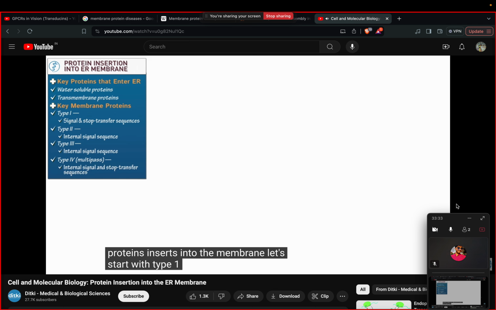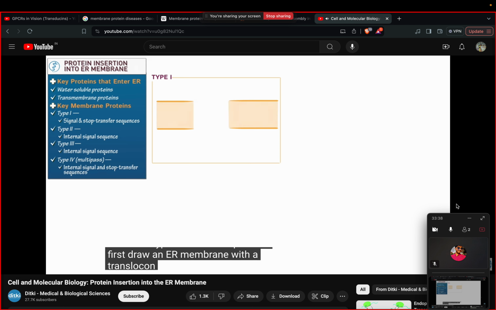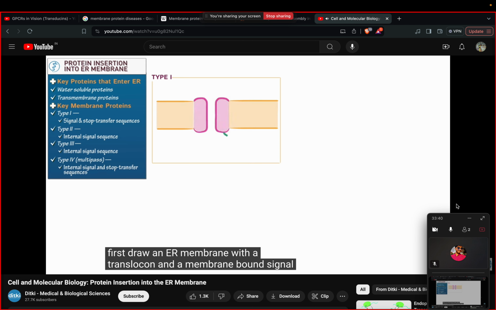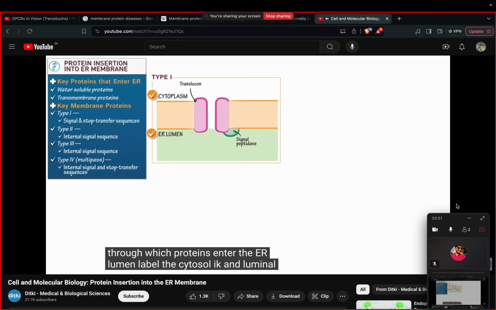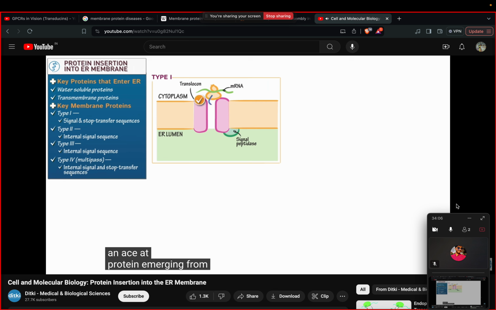Let's start with type 1 membrane proteins. First, draw an ER membrane with a translocon and a membrane-bound signal peptidase. The translocon is a channel through which proteins enter the ER lumen. Label the cytosolic and luminal sides of the membrane. Next, draw a ribosome bound to the cytosolic side of the translocon. Show that it's translating an mRNA transcript. Now draw a nascent protein emerging from the ribosome and entering the translocon.